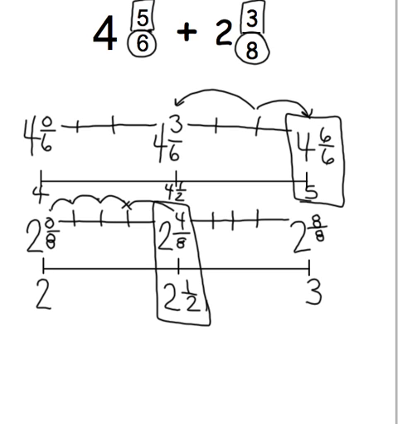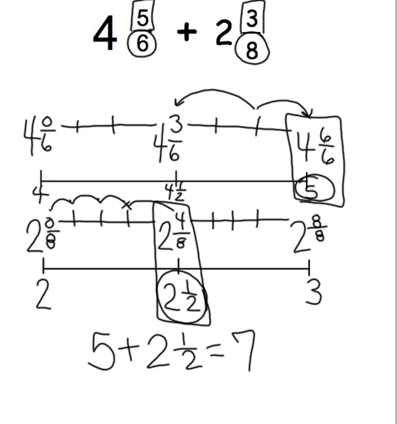So now what we need to do is take the numbers that we've rounded to, 5 and 2 and 1/2, and add those two together to find our total estimate. Our two whole numbers are 5 plus 2, which equals 7, and we have 1/2 remaining. So our estimate of 4 and 5/6 plus 2 and 3/8 is 7 and 1/2.